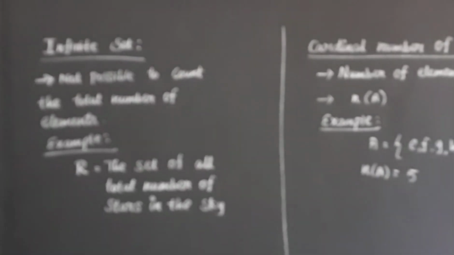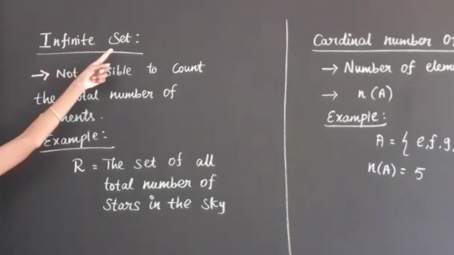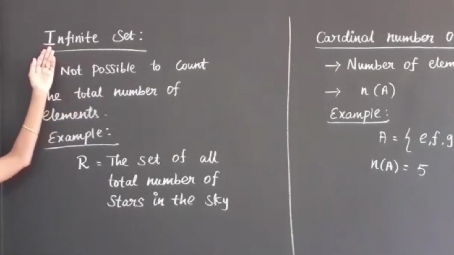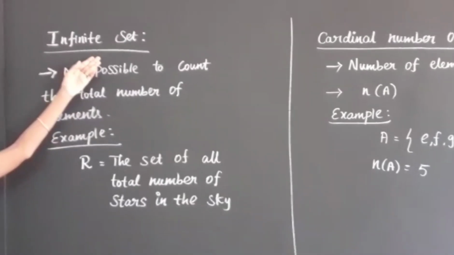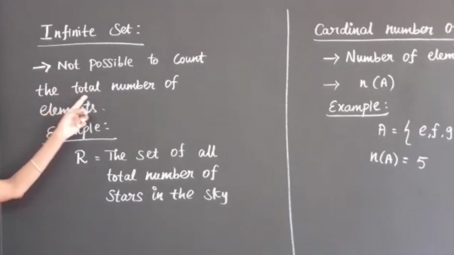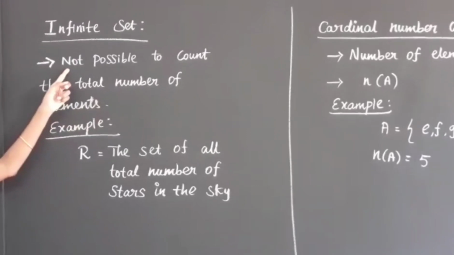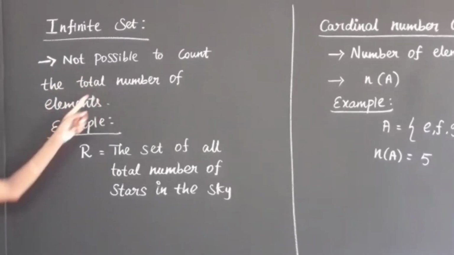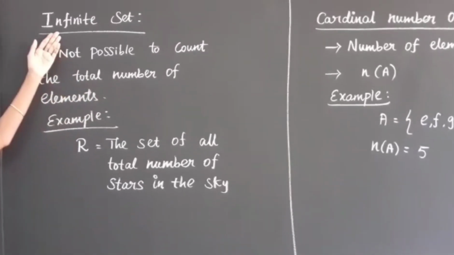Next set is infinite set. A set which is not finite is called an infinite set. In other words, it is not possible to count the total number of elements. This is an infinite set.